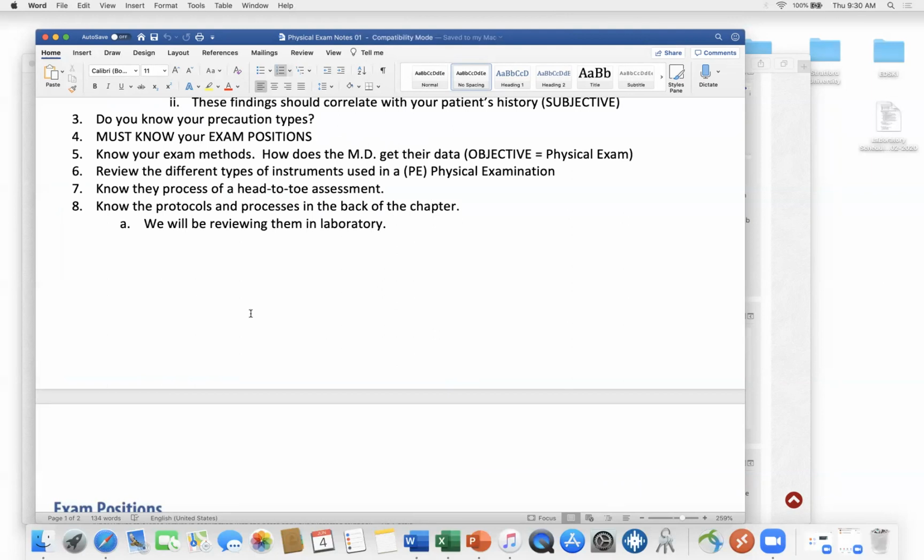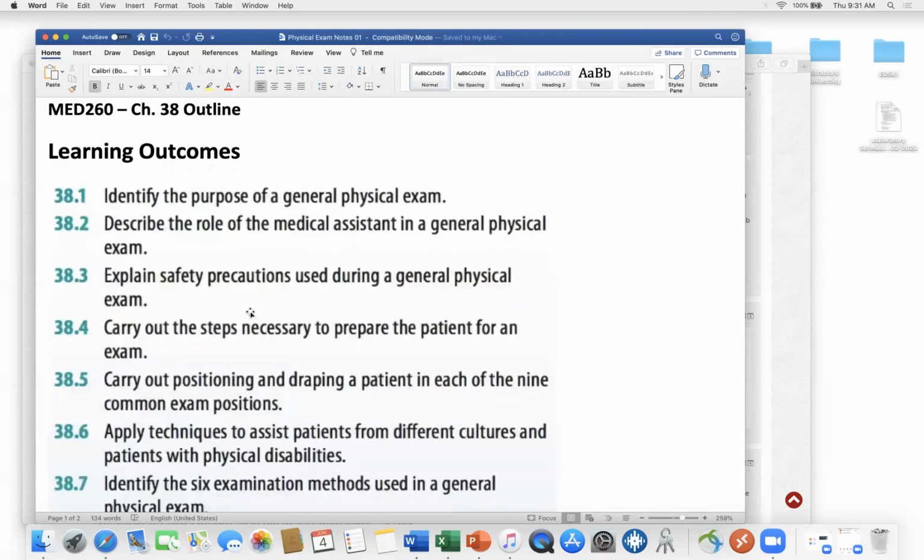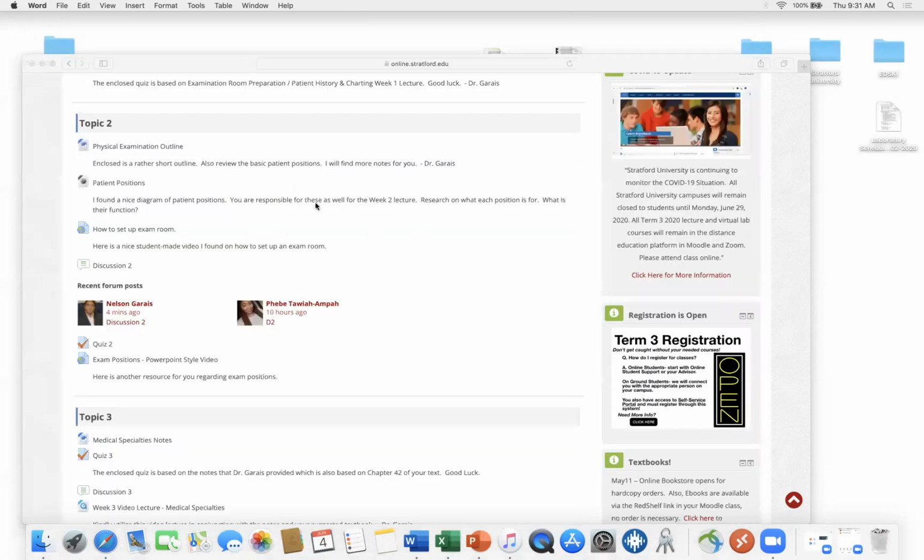Now, we talked about head to toe, where we look essentially head to toe, inside to outside, utilizing those 6 methods. And of course, the steps from top to bottom, from inspection all the way down to manipulations. All right, so that's one set of notes.